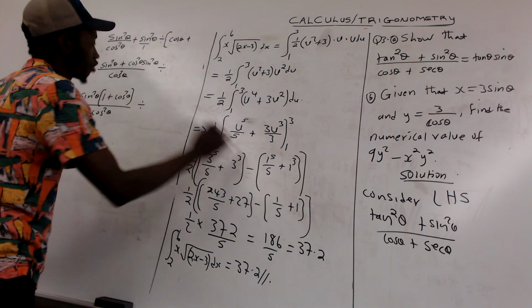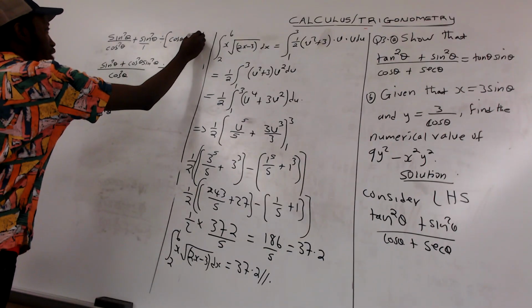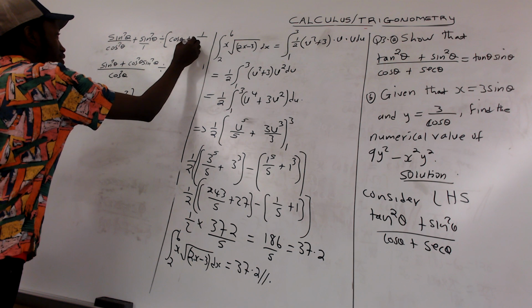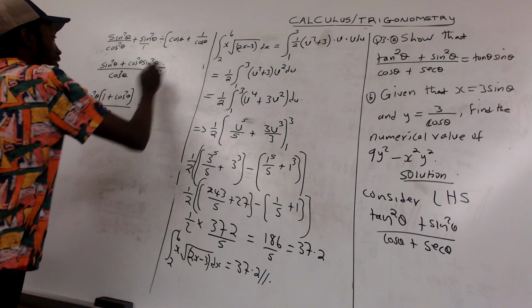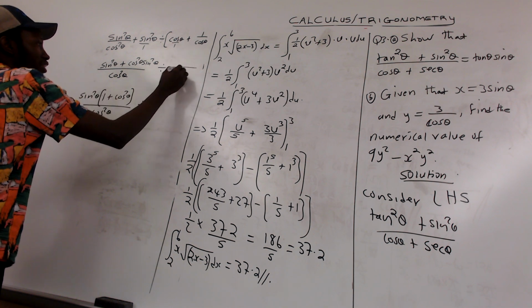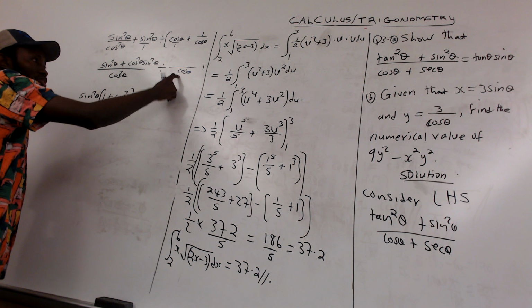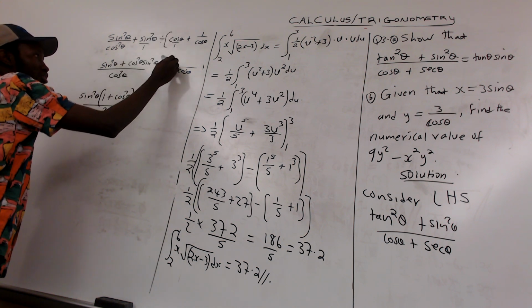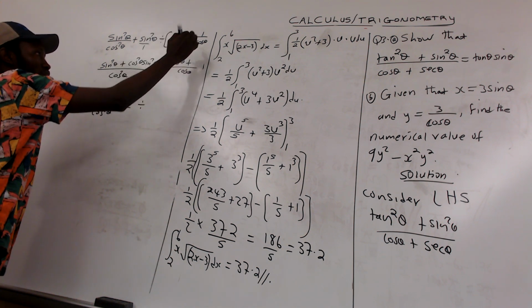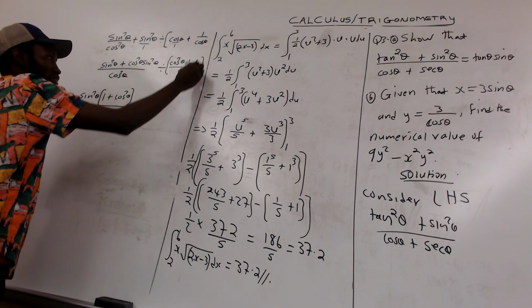So cos theta we maintain, plus sec theta. The identity for sec theta is 1 over cos theta. Here again we need to find the LCM. The LCM is going to be cos theta, because 1 and cos theta are the denominators. 1 into cos theta is cos theta, cos theta times cos theta gives us cos square theta, plus cos theta into cos theta is 1. 1 times 1 is 1. So I think we have it now.